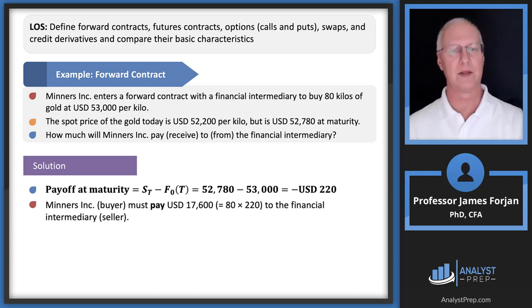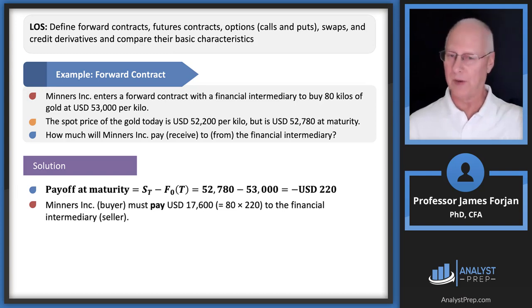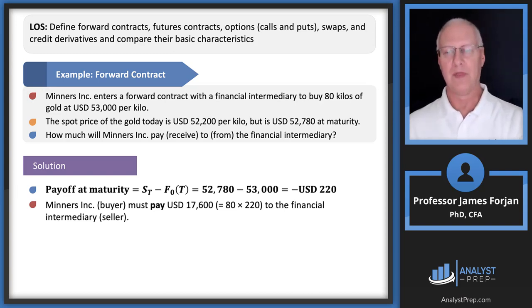So let's go back to that equation we had in a slide or two. Our payoff at maturity is going to be the $52,780, which is the spot price at the maturity date. Notice there's a subscript capital T there, minus the forward price that we had agreed to way back at initiation. So that's minus $220, and that means that you lose.